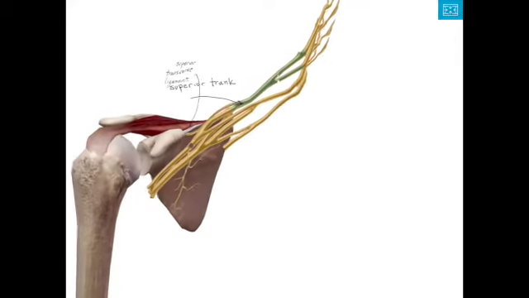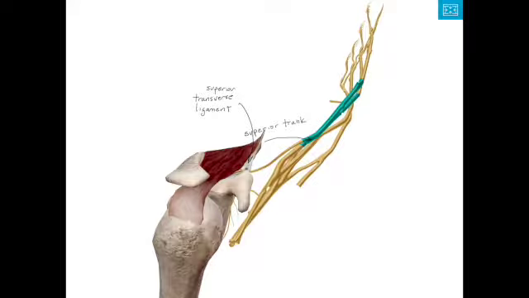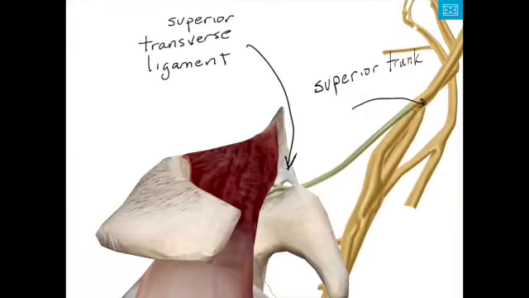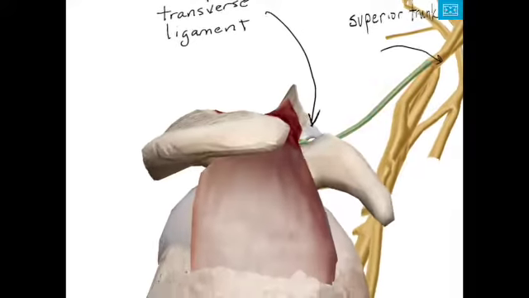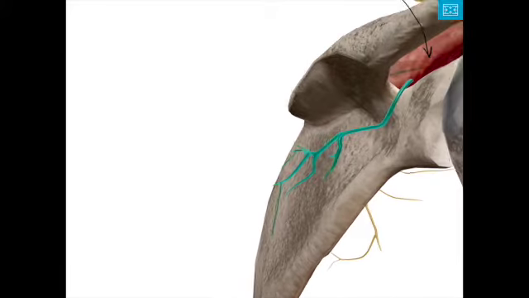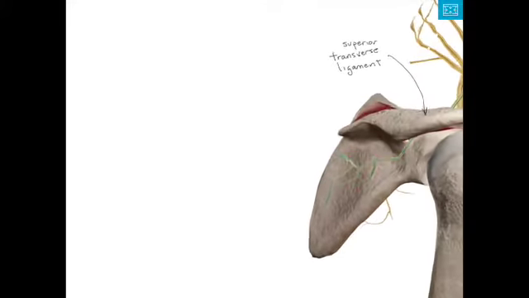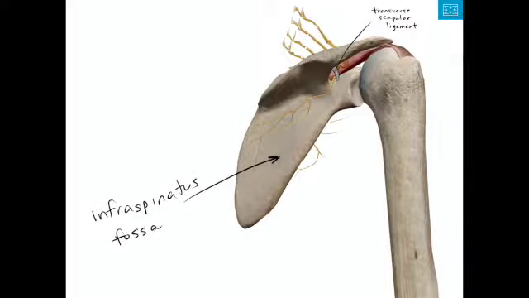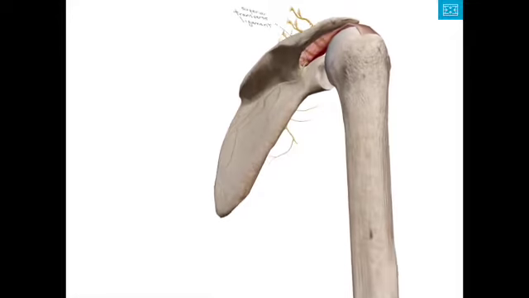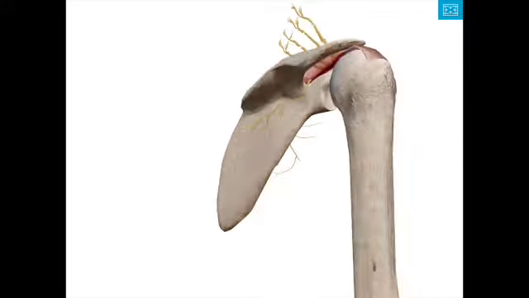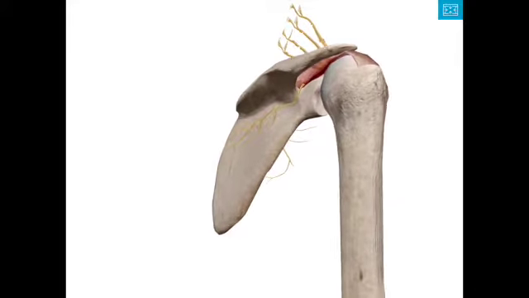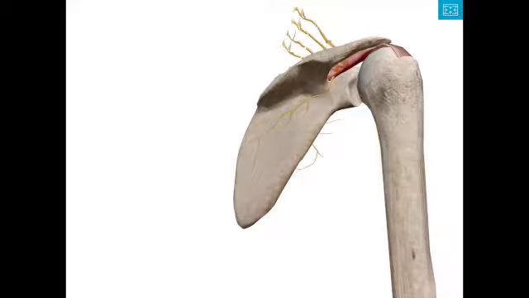It courses in the lateral and dorsal directions to the scapular notch, where it passes beneath the superior transverse ligament of the scapula to reach the supraspinatus fossa and innervate the supraspinatus. From there, it continues to the spinoglenoid notch, beneath the inferior transverse scapular ligament, to reach the infraspinatus fossa, innervating the infraspinatus muscle. Some branches reach the posterior articular capsule.